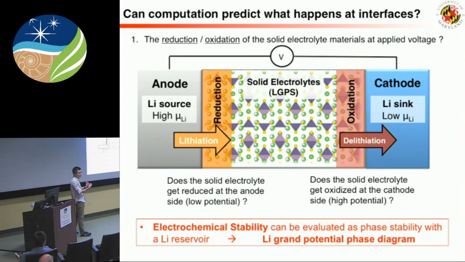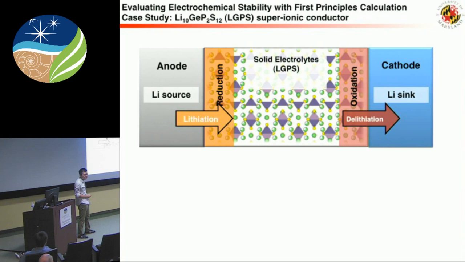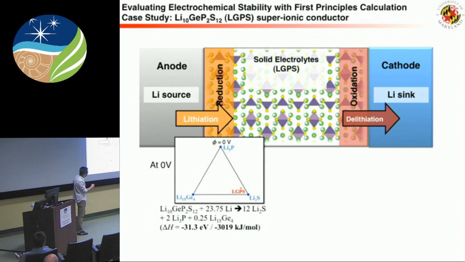What essentially happens at the interface against your solid electrolyte is that the anode may potentially lithiate your solid electrolyte and cause reduction. On the other side, the cathode will potentially suck out your lithium, causing oxidation of your solid electrolyte. We can evaluate this using the thermodynamic scheme that we just showed you before. On the anode side, taking the famous LGPS, for example, we find that it is thermodynamically not stable at this high lithium chemical potential of lithium metal.